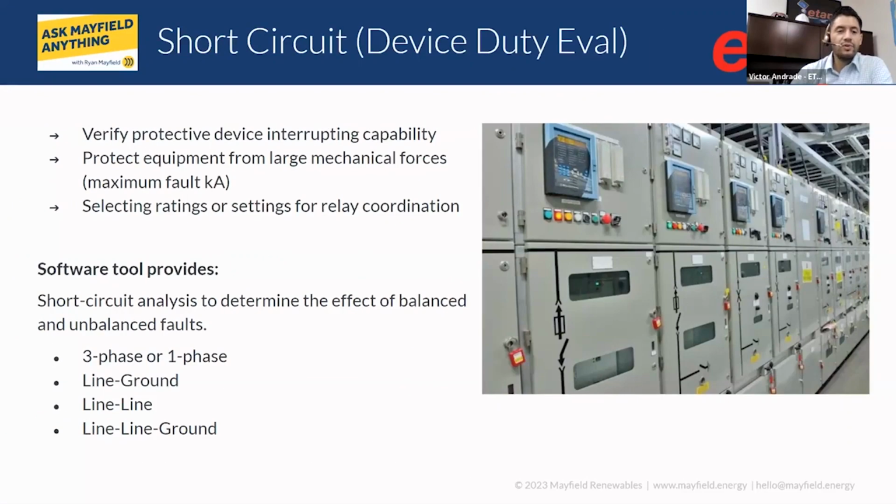When you're doing a short circuit study, the software will automatically compare the calculated fault versus the interrupting rating of the equipment. So it helps make sure that the equipment is properly sized, right? And in the event of a fault, the equipment will function according to the manufacturer's specifications.